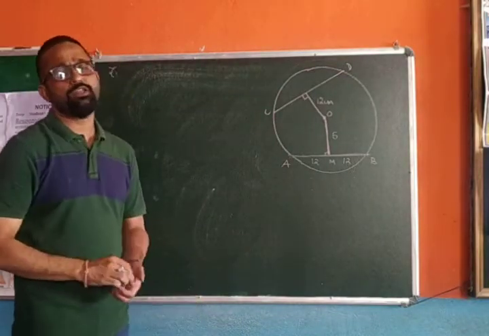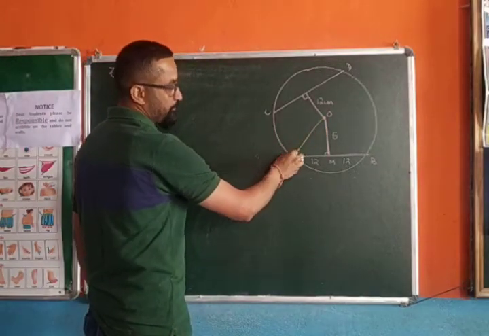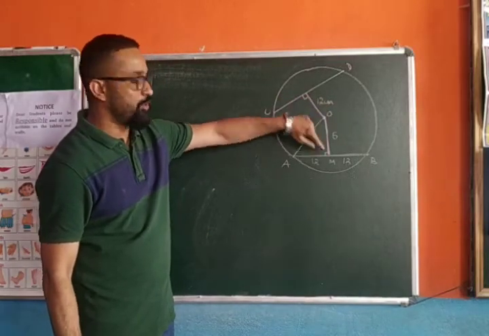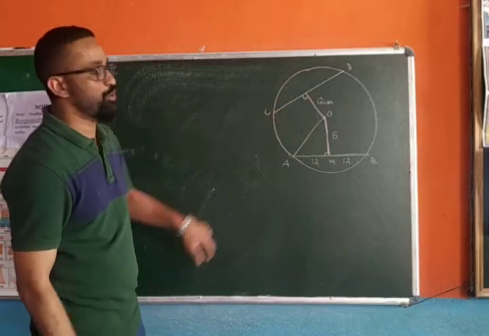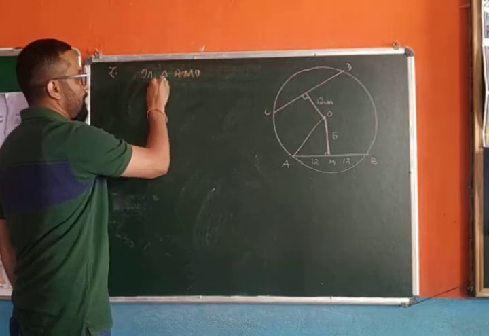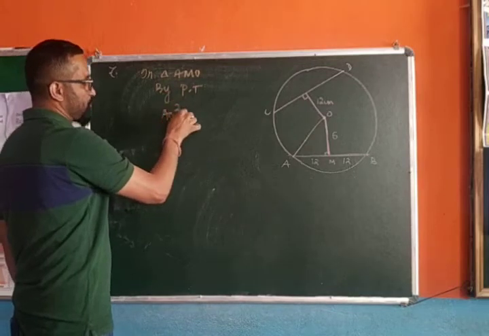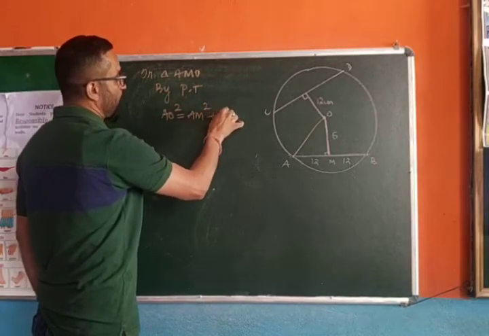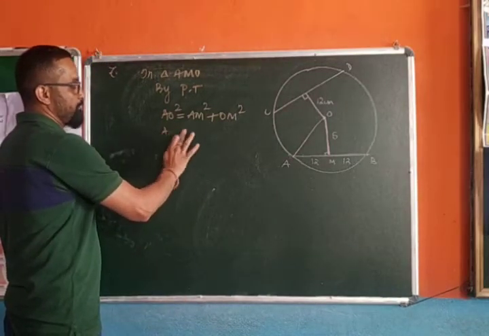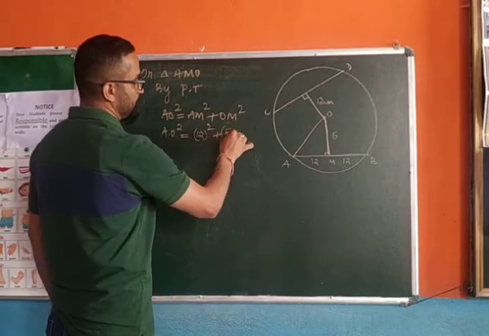In order to calculate the radius of the circle, we join AO first, such that we have a right angle triangle. Two sides are known. You need to calculate the hypotenuse in triangle AMO by Pythagoras theorem. AO squared is equal to AM squared plus OM squared. Substitute. We do not know the radius. AM is 12, OM is 5.